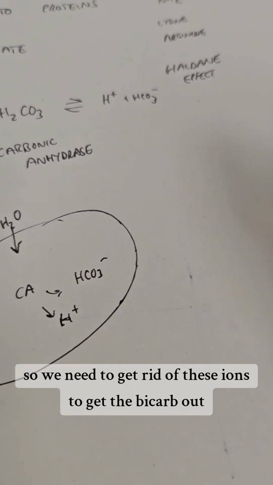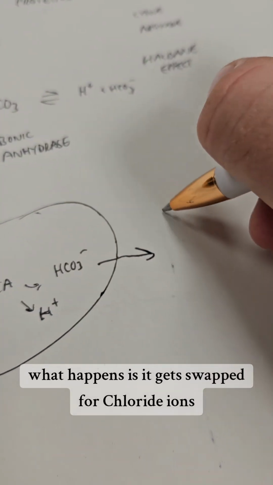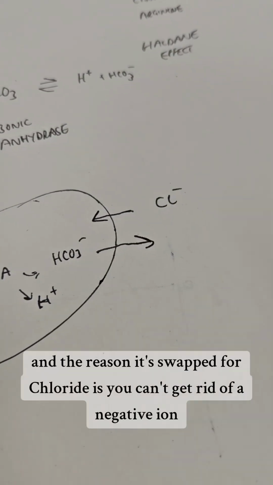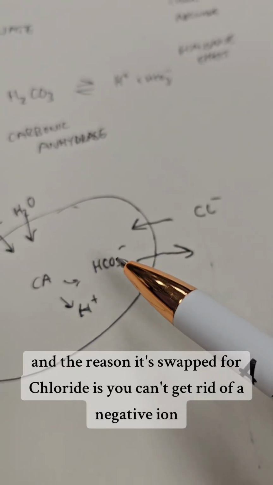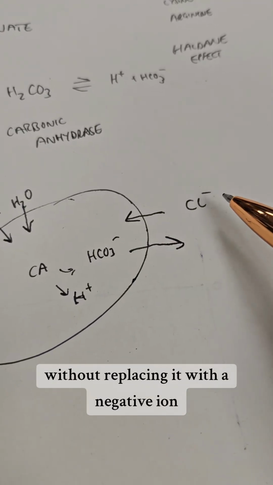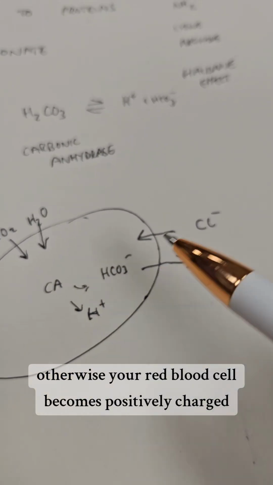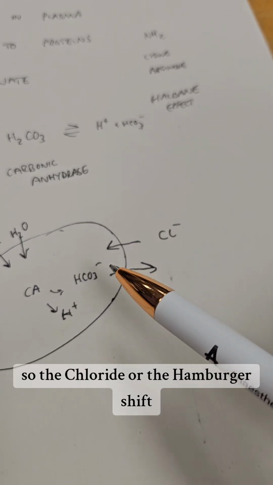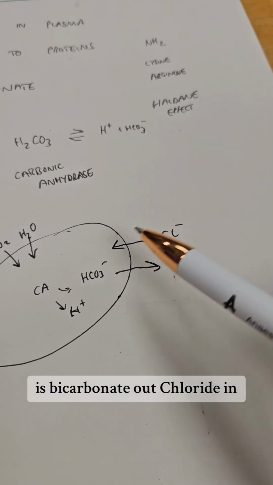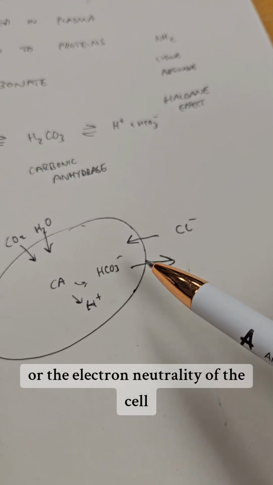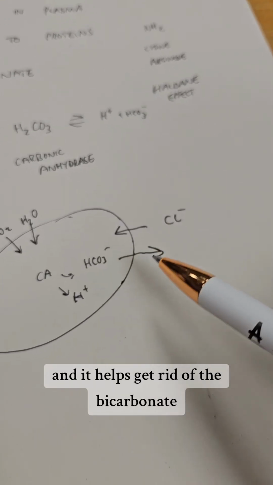To get the bicarb out, what happens is it gets swapped for chloride ions, and this is called the chloride shift. And the reason it's swapped for chloride is you can't get rid of a negative ion without replacing it with a negative ion, otherwise your red blood cell becomes positively charged. So the chloride, or the hamburger shift, is bicarb out, chloride in, and that maintains the electroneutrality of the cell, and it helps get rid of the bicarb.